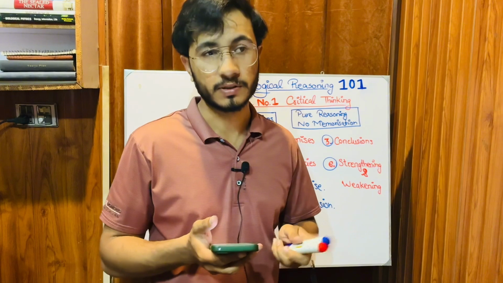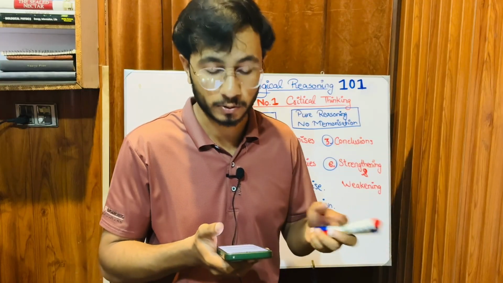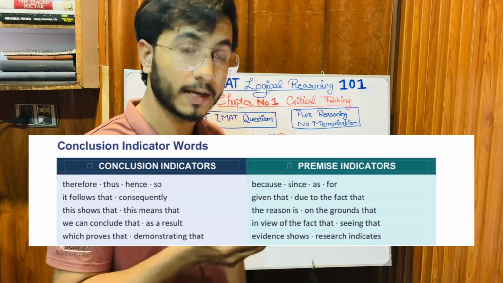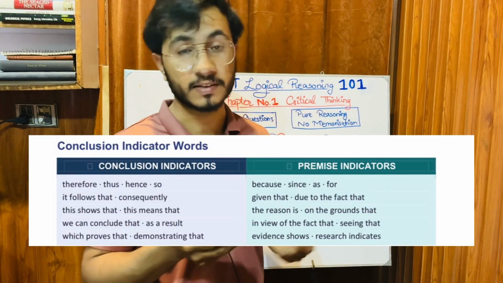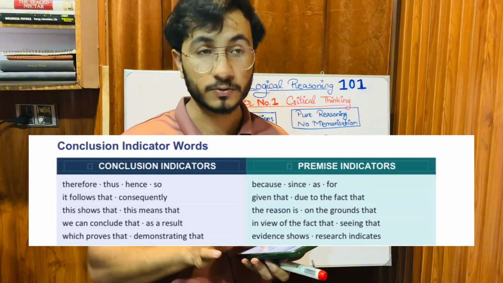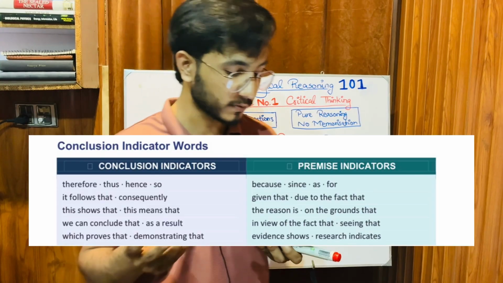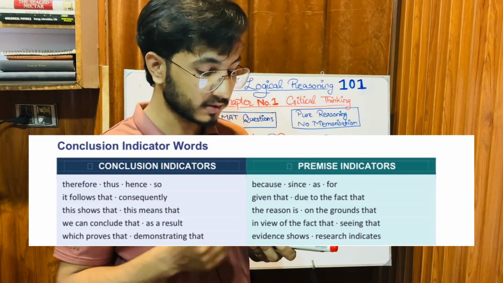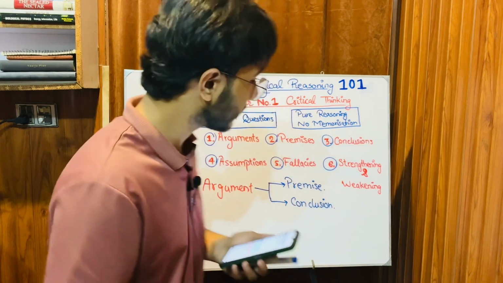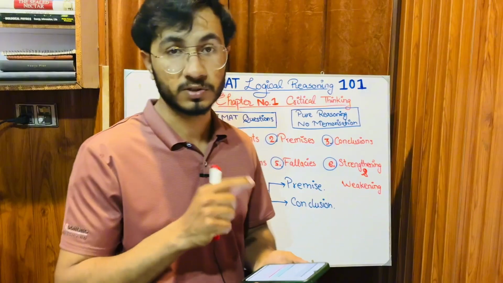So let's study some conclusion indicator words that can give us hints that a conclusion is coming. The conclusion indicators are therefore, thus, hence, so, it proves that, consequently, this shows that, this means that, we can conclude that, as a result, which proves that, demonstrating that. After these there is going to be a conclusion. And if there are specific words like because, since, as, for, given that, due to the fact, the reason is, on the grounds that, in view of, after these kinds of words you can say that it is the premise. So you can find a premise and conclusion using these indicator words.